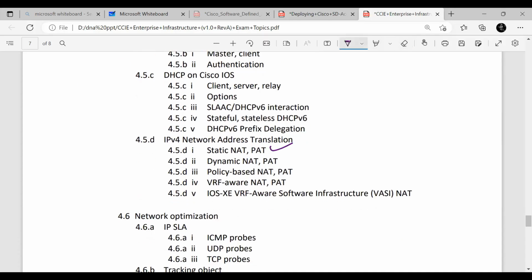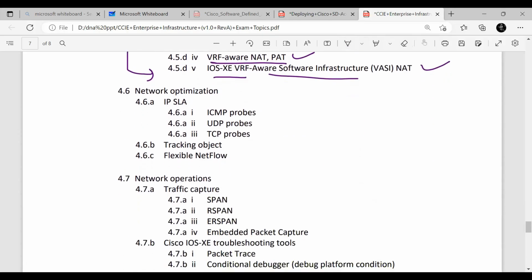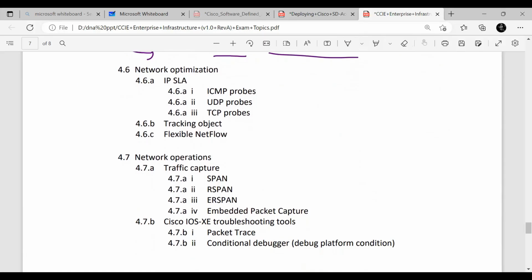Then NAT: static NAT, PAT, dynamic NAT, PAT, policy-based NAT, PAT, VRF-aware NAT, PAT, and IOS XE software infrastructure NAT. So this whole section is dedicated to NAT. Then we have network optimization: IP SLA, Internet Protocol Service Level Agreement.